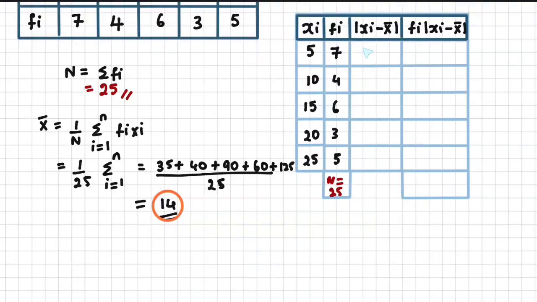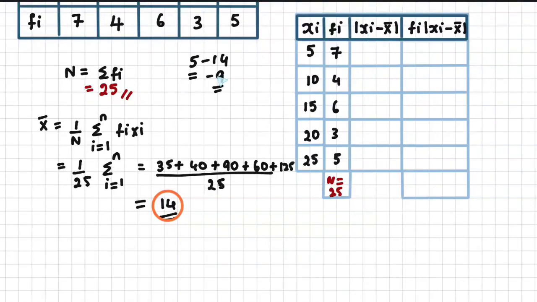So let's fill up this column, modulus of xi minus x bar. In the first case, the value of xi is 5 and x bar is 14, so xi minus x bar is 5 minus 14, which is equal to minus 9. And this minus 9 has a modulus.